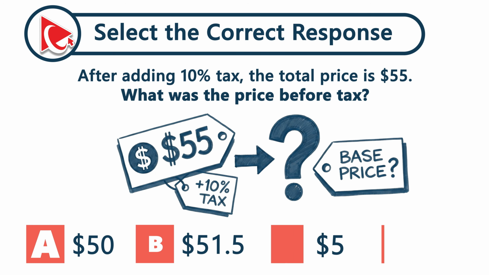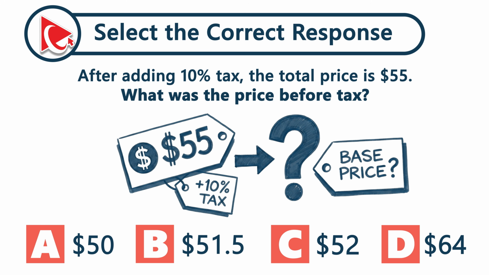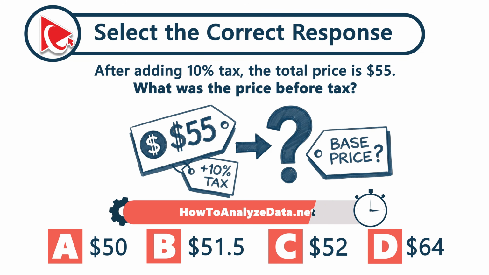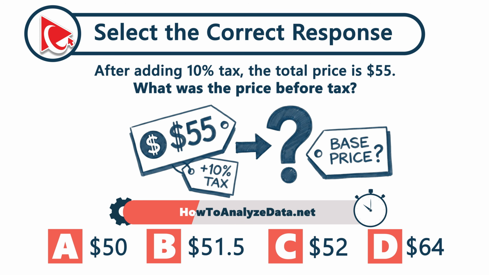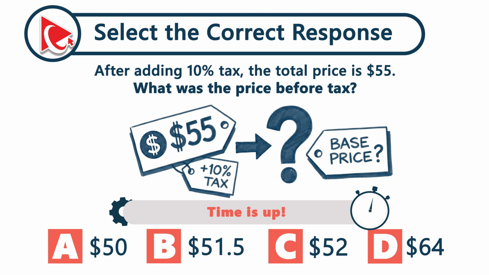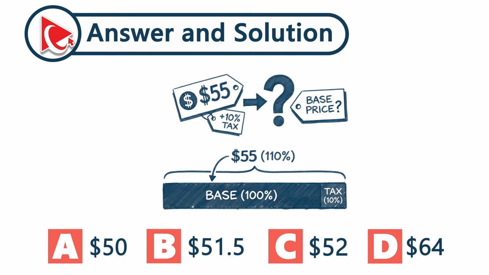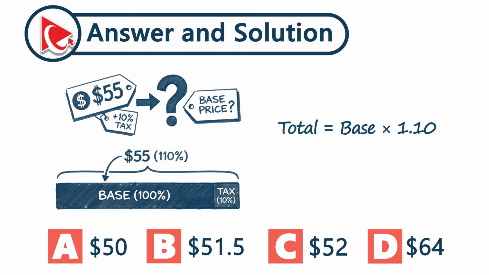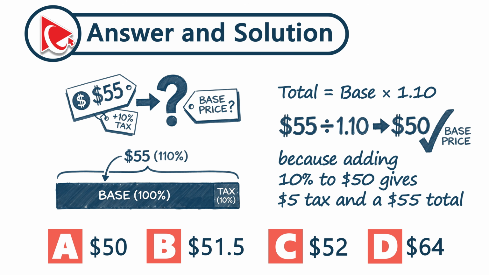After adding 10% tax, the total price is $55. What was the price before tax? With 10% tax, the total is 110% of the original price. So total equals base multiplied by 1.1. To find the base, let's divide 55 by 1.1 and it equals 50, because adding 10% to 50 adds $5 tax and 55 total. That's why the correct answer here is choice A, $50.